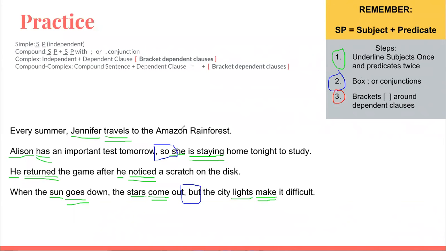So Jennifer travels to the Amazon rainforest. That's what all goes together, and that's a complete thought. So we're not bracketing it because it would be an independent clause, not a dependent clause.